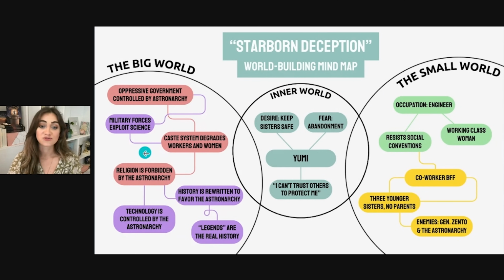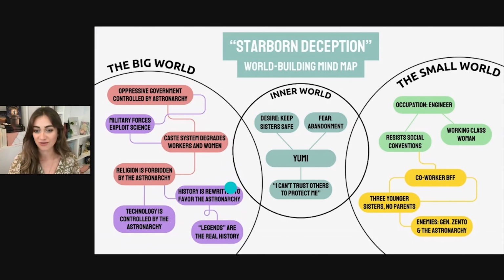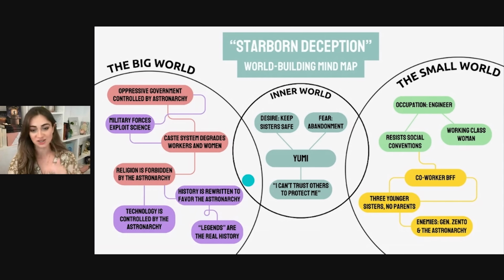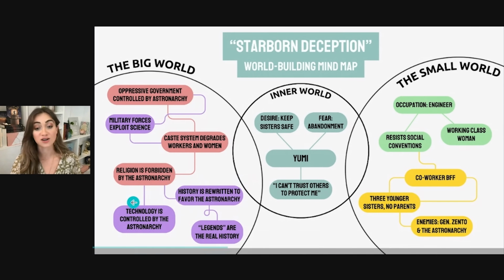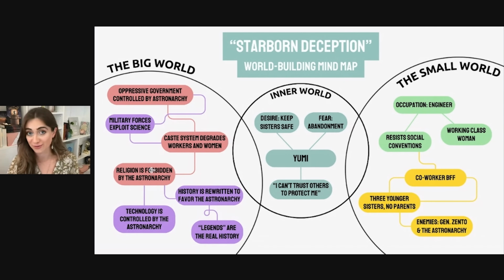Maybe religion is forbidden by the astronarchy. Maybe history is rewritten in favor of the astronarchy. So everything is being controlled by this oppressive government, right? And maybe legends are the real history. So we have different layers to the history here. And then for technology, maybe technology is controlled by the Astronarchy. So that would also come into play with Yumi's personal life, right? Because she's an engineer, she's building this high-tech stuff that's illegal for her to be doing. So now that puts her into a place of conflict with the big world.